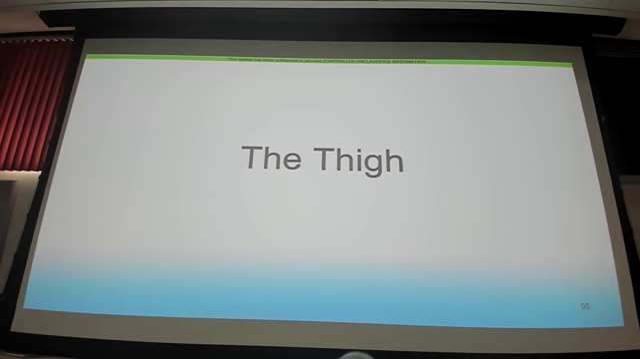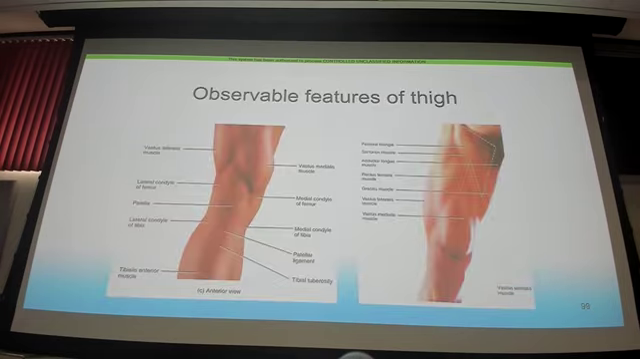Alright, so the thigh. Observable features of the thigh. When you look at what we call our quadriceps group, they're divided up into 4 different muscles. You can only see 3 here. You have vastus lateralis, and then you have vastus medialis over here, and then rectus femoris, which is in the center, essentially coming down.